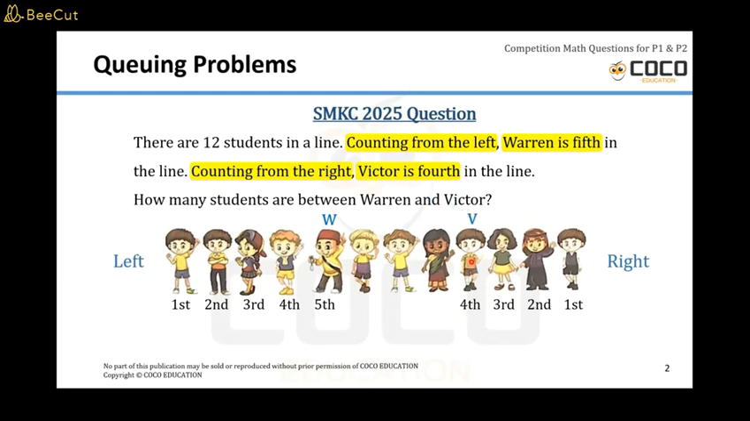Okay, then what's the question asking about? How many students are between Warren and Victor? So how many students between them? Let's take a look. 1, 2, 3. So the answer is 3 students. All right.